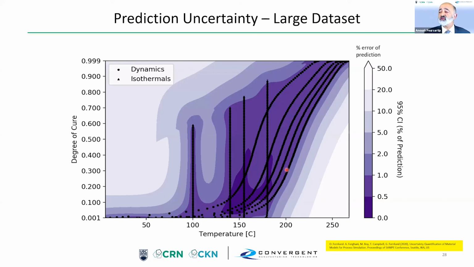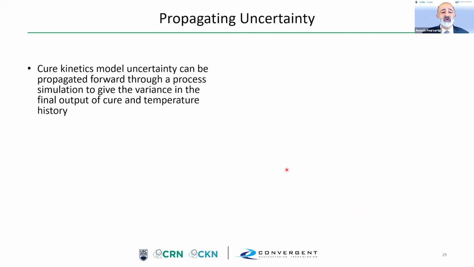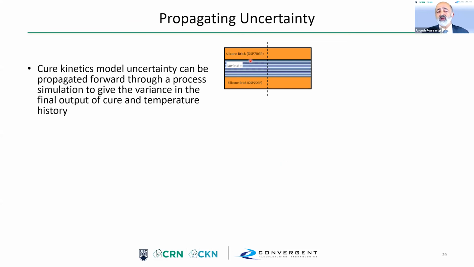So this now allows us to propagate uncertainty. So we take this kinetics uncertainty and we propagate it through a part thermal simulation. So what I'm showing you here is a laminate, a thick laminate, with, in this case, thick silicone bricks on each side. And what I impose is the air temperature, so that is known well. What has large uncertainty is the heat transfer coefficient between the air and the bricks. And of course, what we're actually trying to predict is the temperature in the middle of the part.